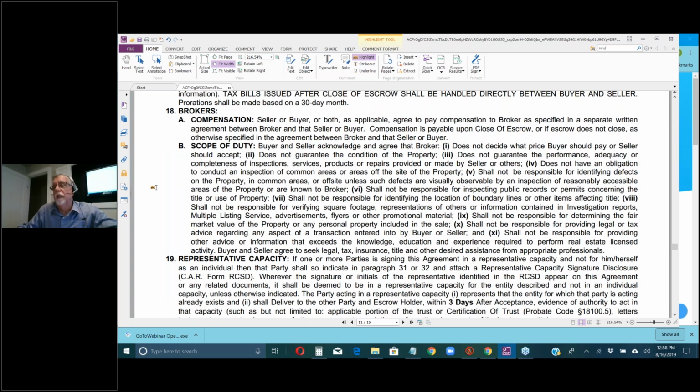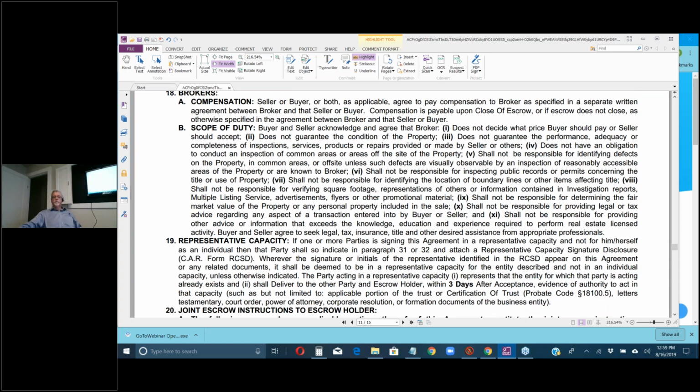What it says on the MLS and what it says on real estate agent flyers is not necessarily true, right? I'm boiling down that paragraph, right? I'm just saying. And the statewide buyer and seller advisory gets into that in greater detail. Representative capacity would be if the buyer or seller is a trust or a LLC or something else.